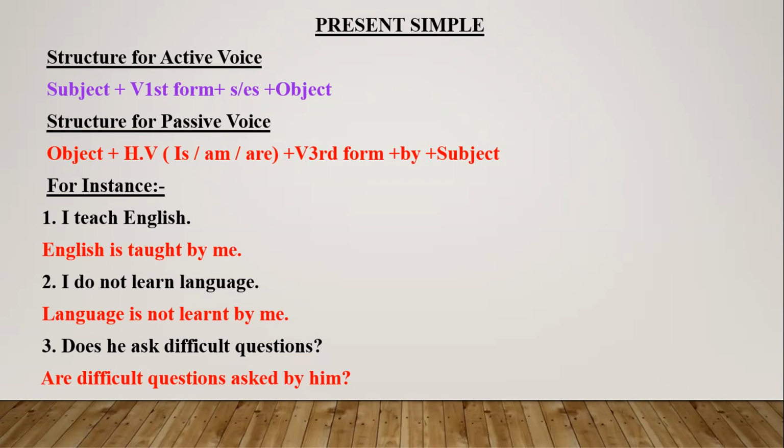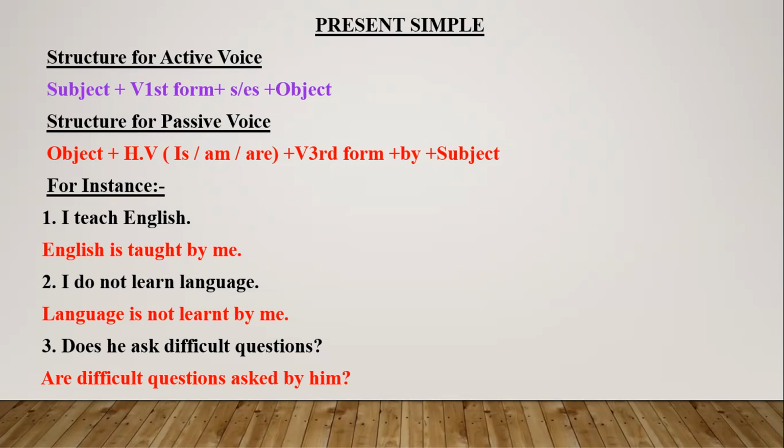Number three, does he ask difficult questions? So you can see that that is a question. It is an interrogative sentence. So if your active is an interrogative sentence, the passive would be the same. So first of all, we need to find out an object. So object is questions. Your object is actually plural, so we need helping verb, that is are. So, are difficult questions asked by him? And the question mark in the last. So this is called passive voice of present simple. We have seen three examples: affirmative, negative, and interrogative.